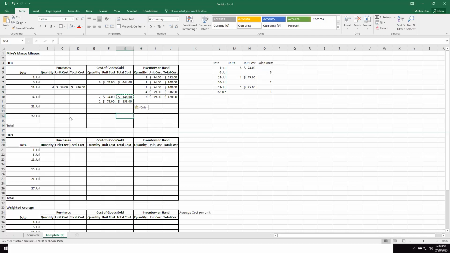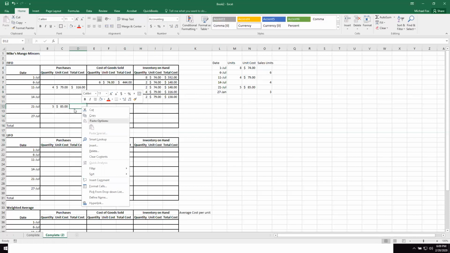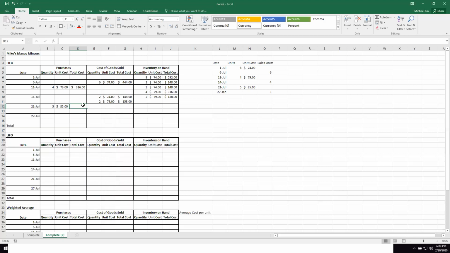Later in July, I purchased 5 units at a cost of $85 a piece. It's not going to let me do it, so I just have to type that formula in, sorry. And so now the units I have on hand will be 2 units that cost $79 a piece and 5 units that cost $85 a piece.